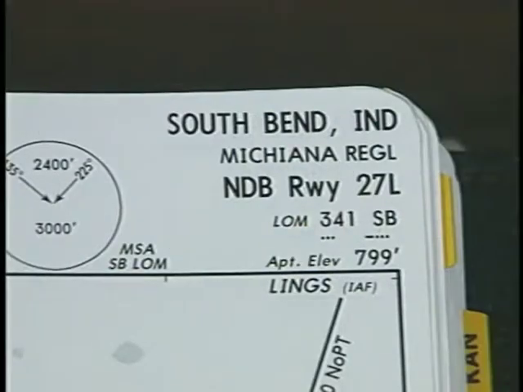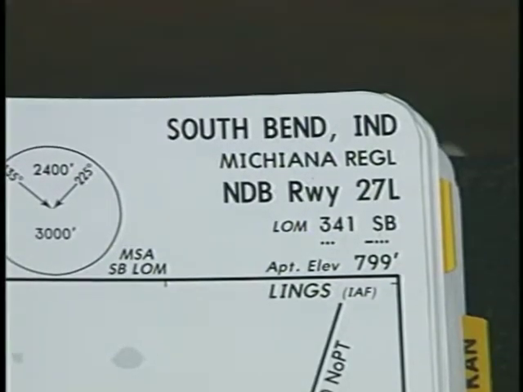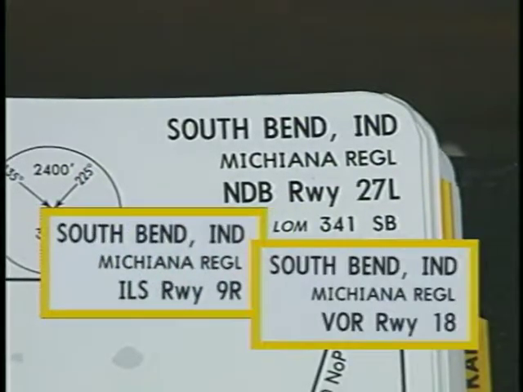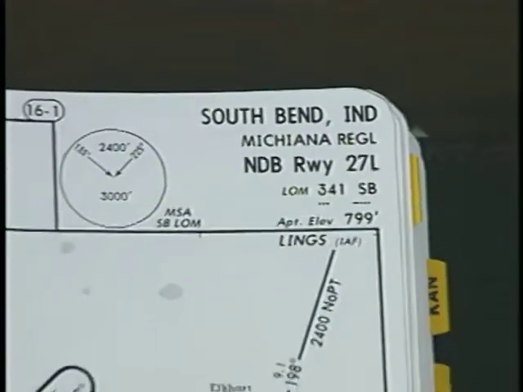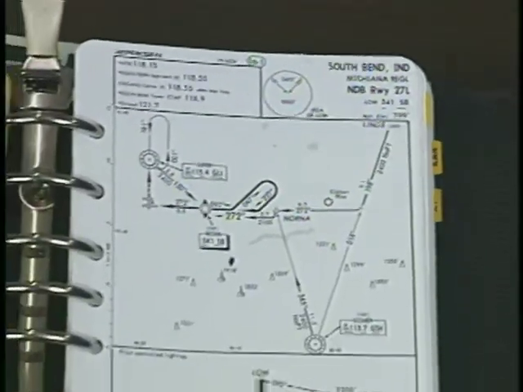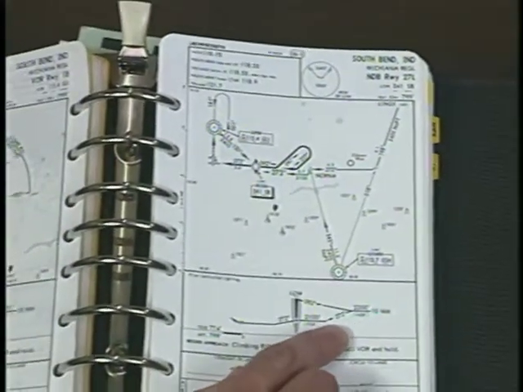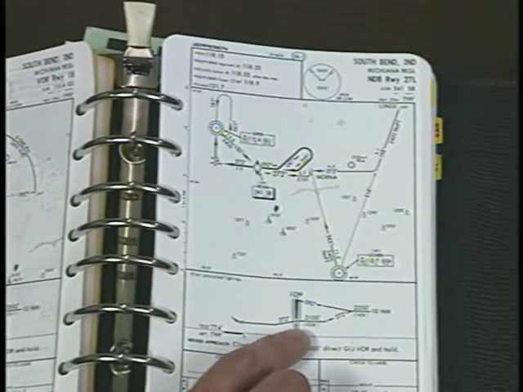You'll also find that NDB approaches are frequently available at airports that already have ILS and VOR approaches. For that reason, they are often considered backup procedures, since they provide an alternate means of descending to the airport in case of VHF navigation failure.